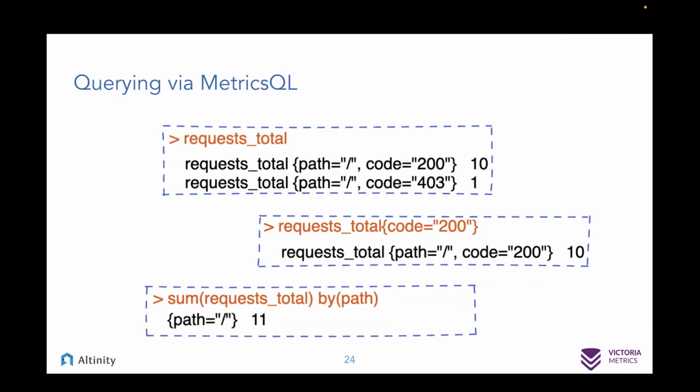But still, I want to give some examples of how MetricsQL works. So you see 3 examples of getting data back from VictoriaMetrics. The first query just requests all the metrics with the name request total, and we get 2 time series in response. The second query requests only those time series which have status code 200. So you just specify code in curly braces and you filter your results. And the third query does an aggregation. It summarizes all time series with name request total and groups them by label path. So as simple as that.